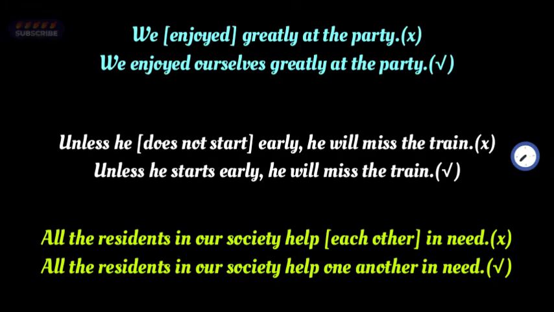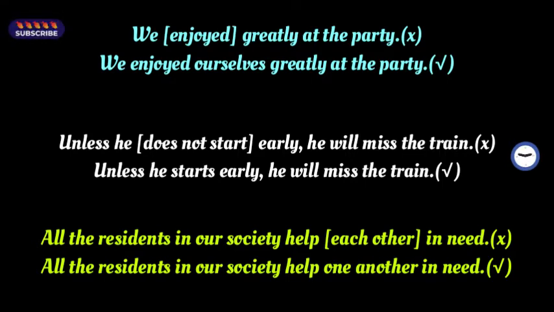"We enjoyed greatly at the party." Now what's wrong with this sentence? Well, "enjoy" is a transitive verb, so it generally takes a direct object after it. Otherwise, it's followed by a reflexive pronoun like myself, yourself, ourselves, etc. And so, the correction is, "we enjoyed ourselves greatly at the party."